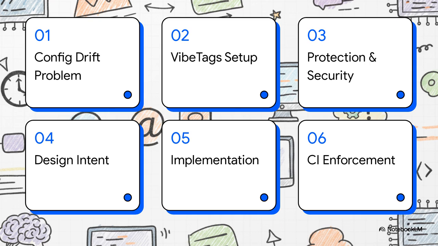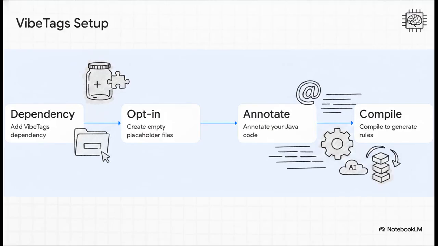Let's get to it. Setting this up is crazy fast, literally less than 60 seconds with 4 simple steps. You just add the dependency, drop in an empty placeholder file for whatever platforms you use, like a blank .cursorrules file, annotate your code, and hit compile. VibeTags uses the Java compiler itself to do all the heavy lifting. It gathers your annotations and generates the exact files your AI platforms expect. Best of all, absolutely zero runtime overhead.